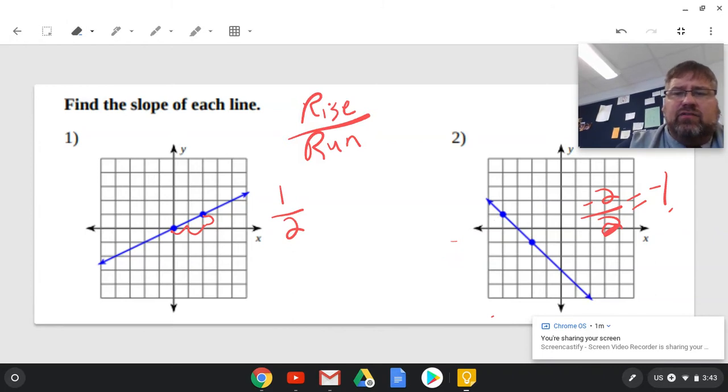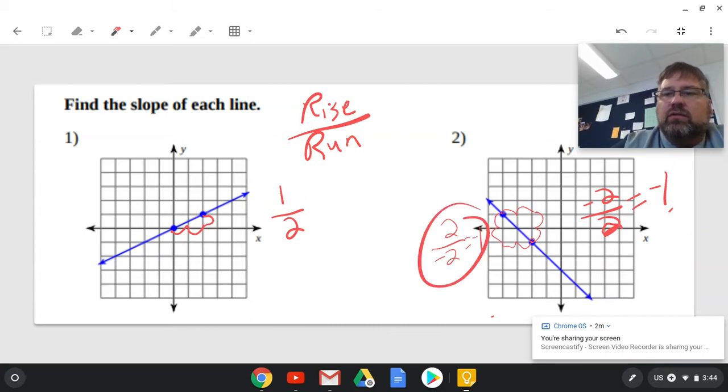Or, actually, I could, if I really wanted to, start at the point on the right, and go up 2, and then over 2. So if I went up 2 and then left 2, that would be a negative, which still gets me a negative 1. Or I can start at that point and I can go left 2 and then up 2. But regardless, I'm going to get the same thing, which is a negative 1. So that's finding slope that way.